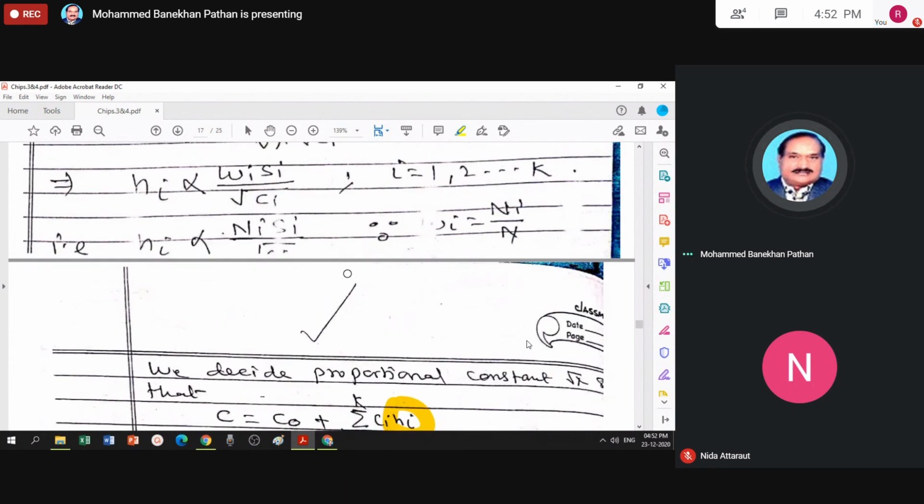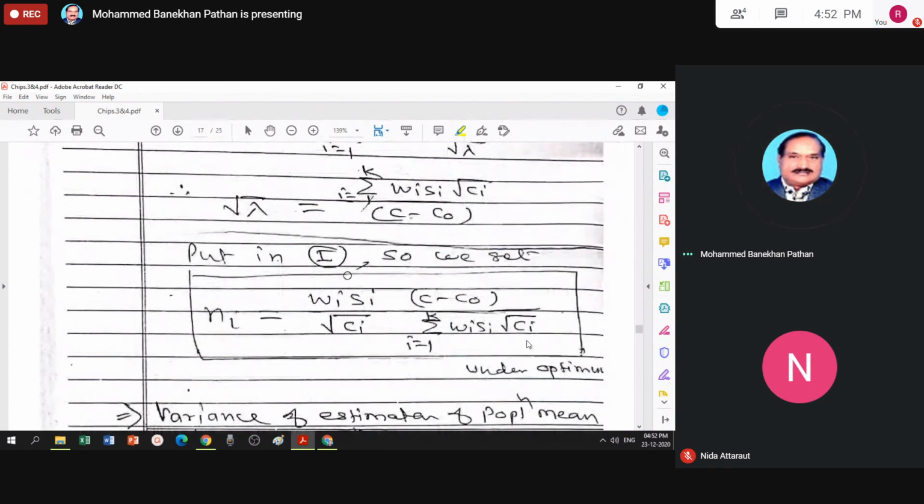And that answer turns out to be like this: Wi Si root Ci, and there is 1 upon root lambda. So this reverse, C minus C0 over summation Wi Si root Ci. This is the formula of Ni under optimum allocation.